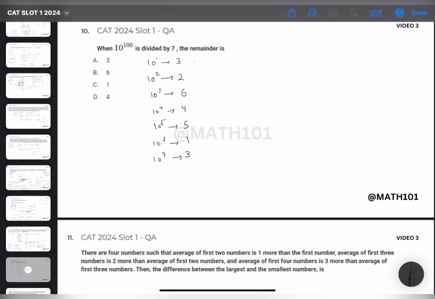So this is the cycle 3, 2, 6, 4, 5, 1, followed by 3, 2, 6, 4, and it will repeat. So 10 to the power of 6n plus 1 leaves the remainder 3. 6n plus 2 leaves the remainder of 2. 100 is 6 into 16 plus 4. So 6n plus 4 is what we need. 6n plus 4 leaves the remainder of 4. So the answer is D.